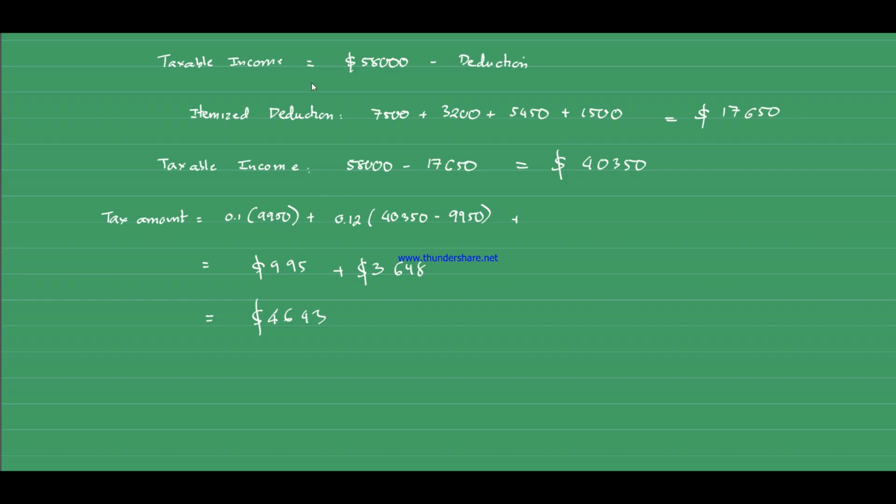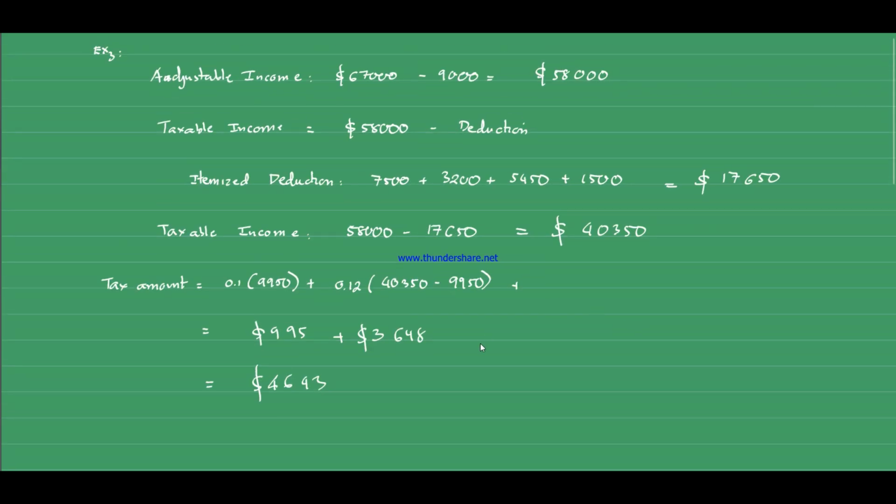So you see that if you make $67,000, you see over here the tax that you have to pay back at the end of the year. The tax amount you have to pay is $4,643. That's a lot of money, right? That's why every time I pay the tax, I look at the amount and think, wow, this amount of money I could use to help a lot of people.